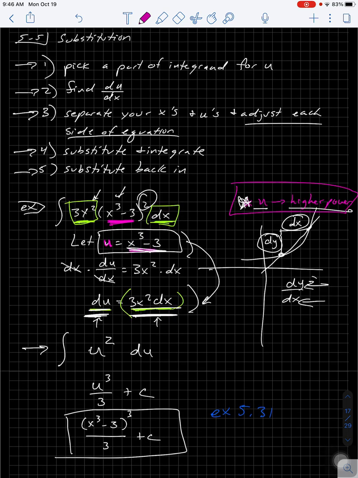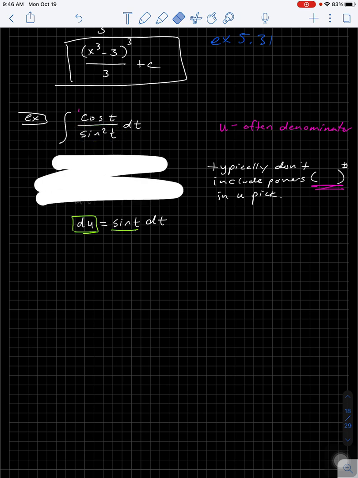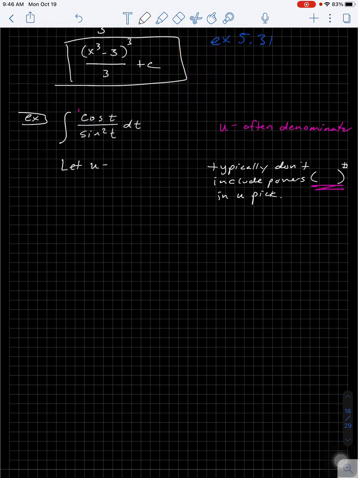Okay, so this leads me to my other trick, and we'll outline these all together at the end. U should be the higher power. U is often the denominator, again without the power. In this case, this will show that suggestion clearly. Both of those situations didn't work. So let's let u equal sine t without the squared. Then du dt is cosine. And now when I multiply by the dt, the du is going to be cosine t dt.